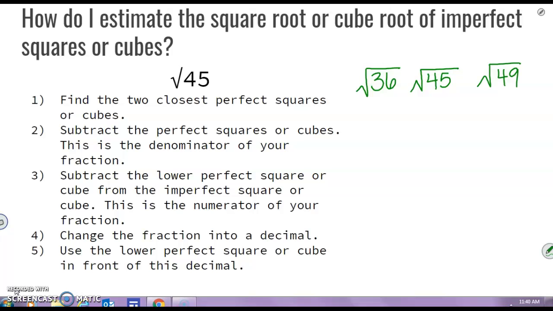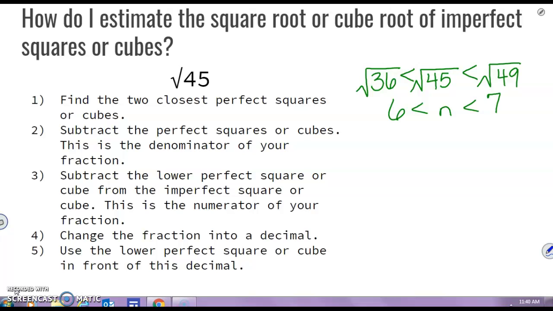So the square root of 36 is less than the square root of 45, which is less than the square root of 49. The square root of 36 is 6, which is less than the square root of 45, which is less than the square root of 49, which is 7. So that means the square root of 45 is between 6 and 7.